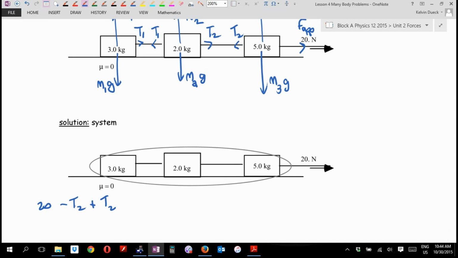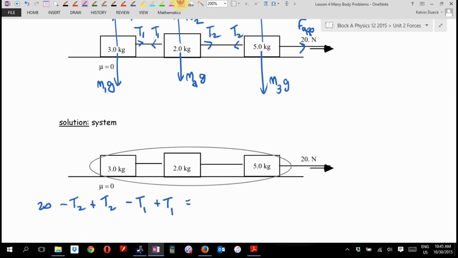Nice political statement there. And then I run into tension 1, which is a loser. And then I run into tension 1 again, pointing to the right. It's a winner. Is there friction in this question? Everybody say no. But would it be hard for me to add friction? No, I'd have a few more losers going because they'd all be pointing to the left. Okay. What does that equal?